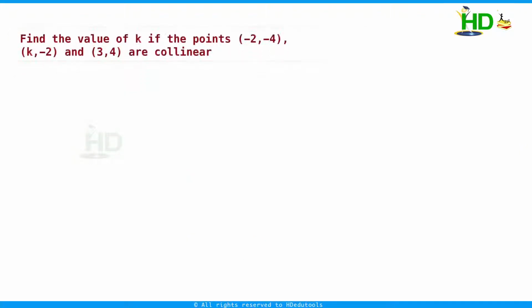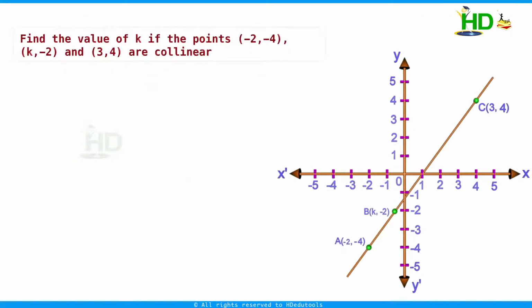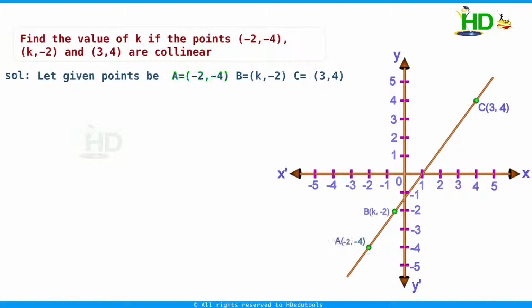We take another example. Find the value of k if the points (-2, -4), (k, -2) and (3, 4) are collinear. These three points are collinear. What is the meaning of collinear? Yes, their slopes are equal. Suppose we consider the points A (-2, -4), B (k, -2), C (3, 4). They are collinear means the slope of AB is equal to the slope of BC.